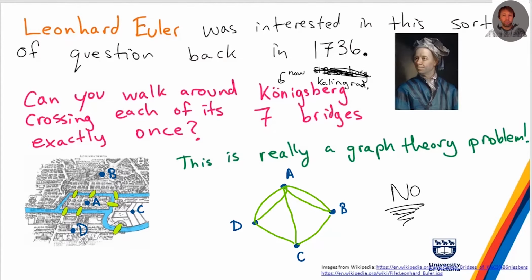But then Euler was interested in the same question we've been talking about: when can you do it and when can't you do it? Which pictures can you draw without lifting your pen, and which ones can you not draw? This one you can't draw. But under which conditions can you draw one of these pictures?